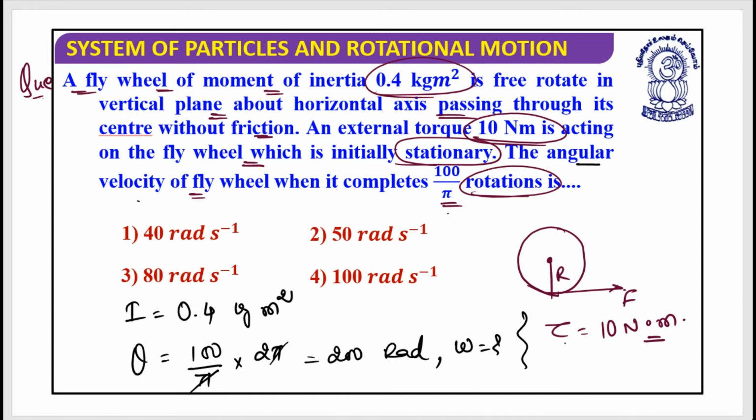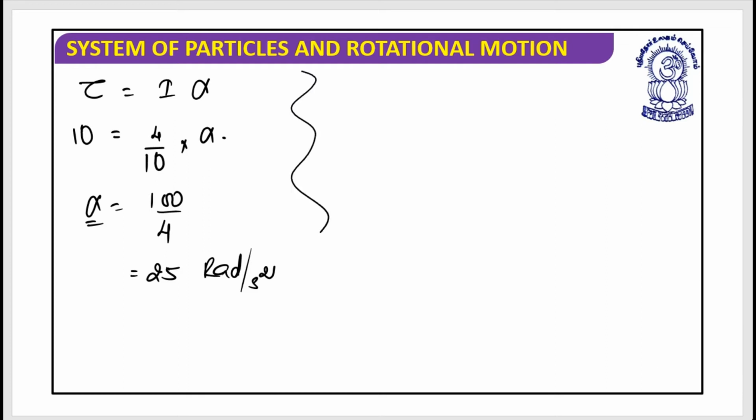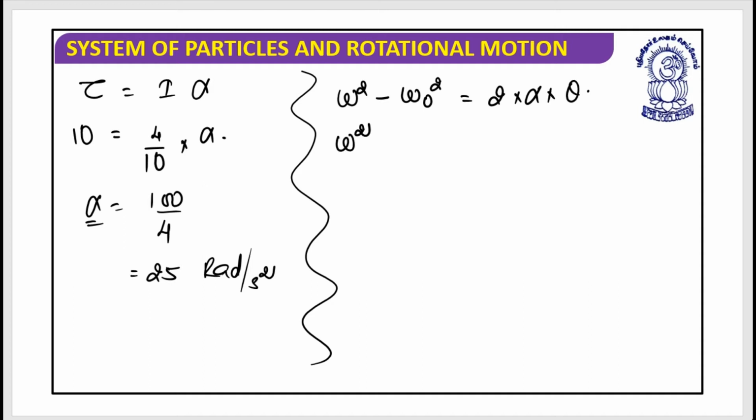It is given that it was initially at rest, initially stationary. That means omega naught is equal to 0 is given. So I need to find out omega. That could be done by the relation omega square minus omega naught square is equal to 2 alpha theta. The final velocity is required.